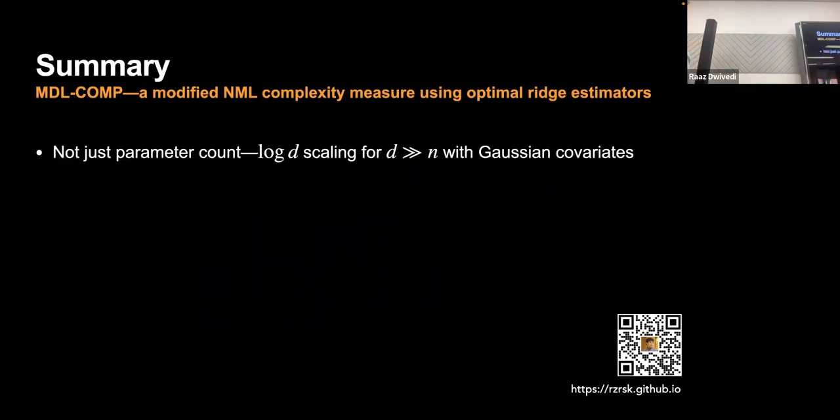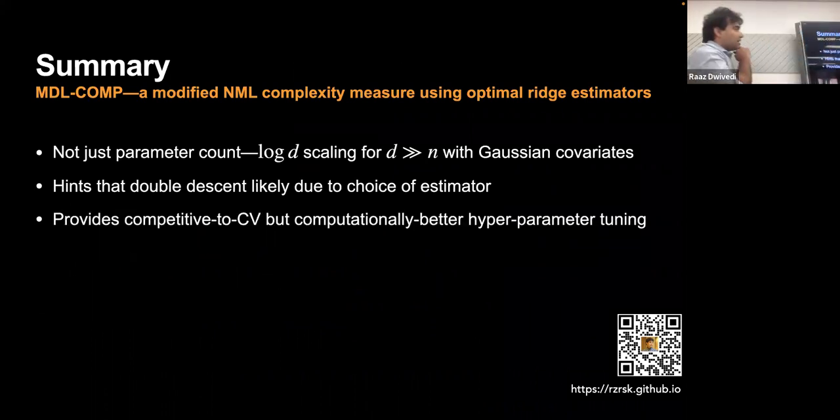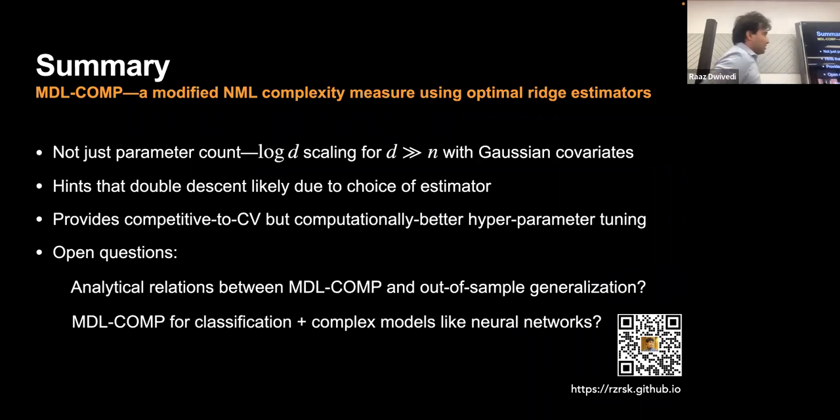Okay, so let me just end with this slide. We tried to revisit complexity measures to understand what's going on in overparameterized regimes for double descent. We recover some complexity measure, which is not just parameter count. And interestingly, it doesn't have the D over N scaling in overparameterized regimes. It hints that double descent is likely due to the choice of estimator, which is now, I think, sort of a consensus in the literature, but maybe that depends on which literature I'm talking about. And then it gives us a tuning procedure that is competitive with cross-validation but computationally better.